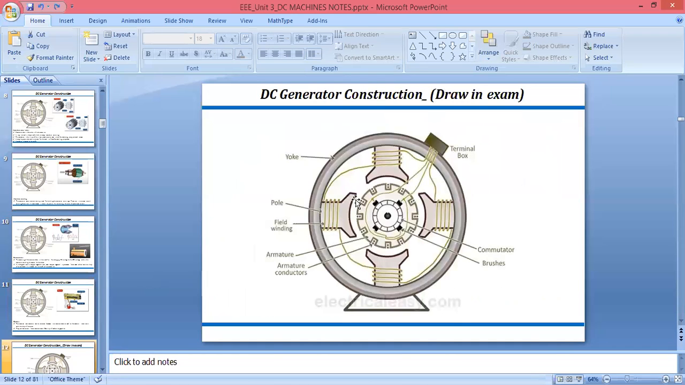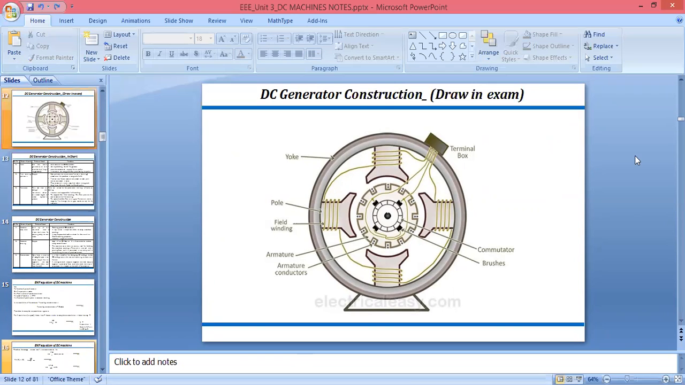Now if you see, this is the construction diagram for the DC generator. In exam there will be a question like explain DC generator with the help of construction diagram. At that time you are supposed to draw this diagram, and you are supposed to explain these things in 2 to 3 points. It means what? You can explain like yoke is the outer surface of the DC generator.